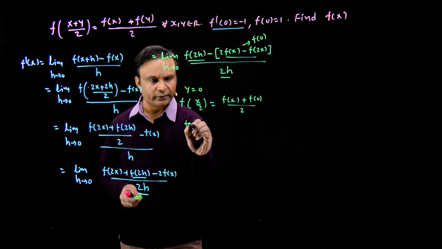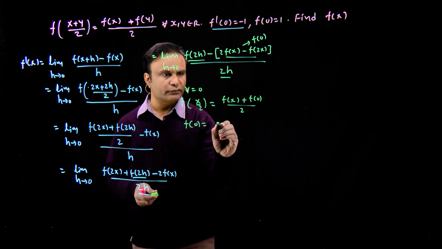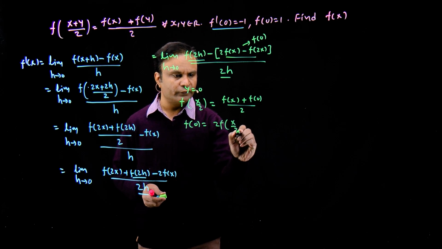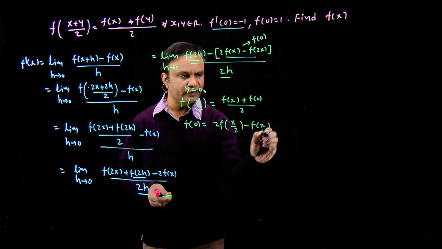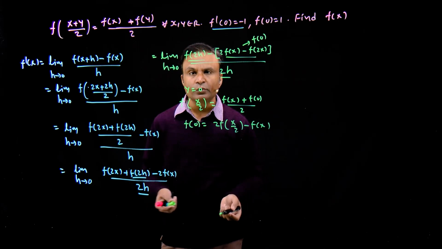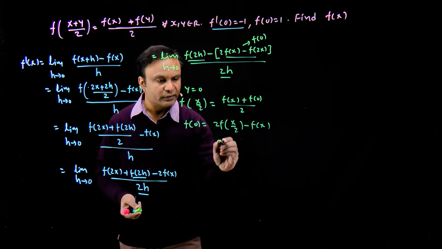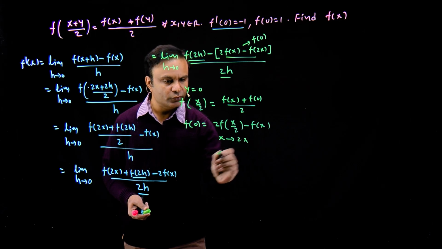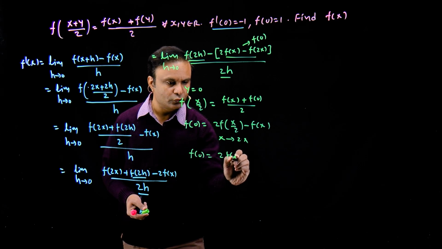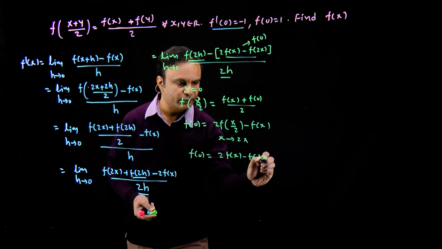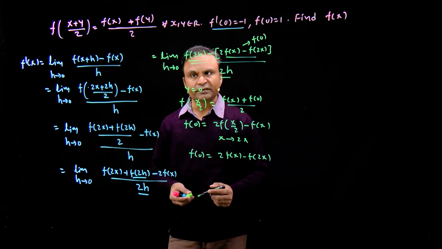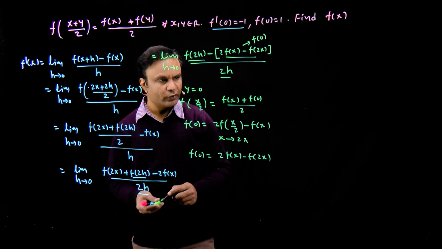From this I get f of 0 is equal to 2 times f of x by 2 minus fx. Now here we have x and 2x, and here we have x by 2 and x. So simple, replace x by 2x in this. So I get f of 0 is equal to 2fx minus f of 2x. Okay, so let's put this is equal to f of 0.